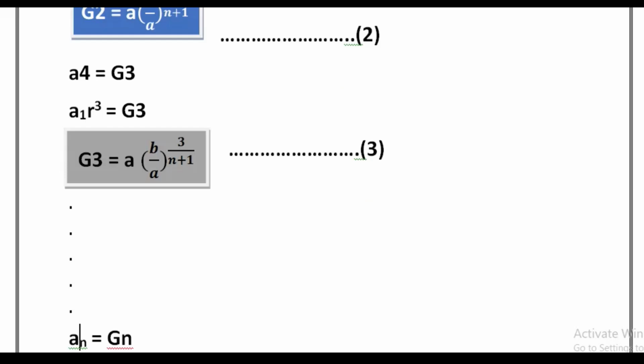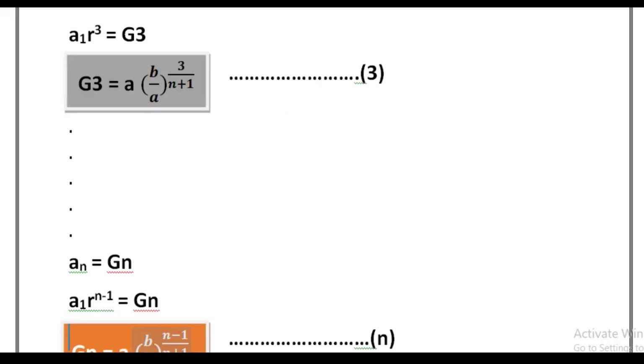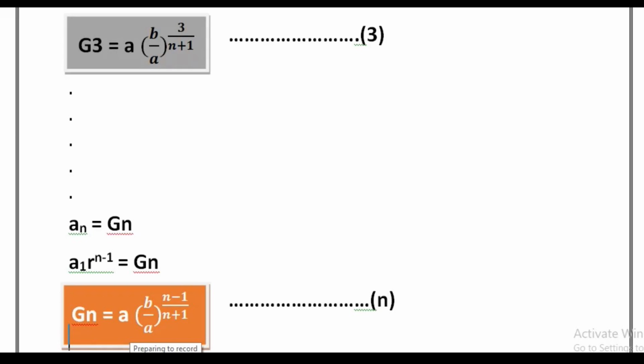So An is equal to Gn. An can also be written in geometric progression, that is A1 R power n minus 1 equal to Gn. So Gn is equal to the value of A1, which is A, into the value of R, which is B divided by A whole power 1 divided by n plus 1. So the power is n minus 1 divided by n plus 1, that is equation number n.